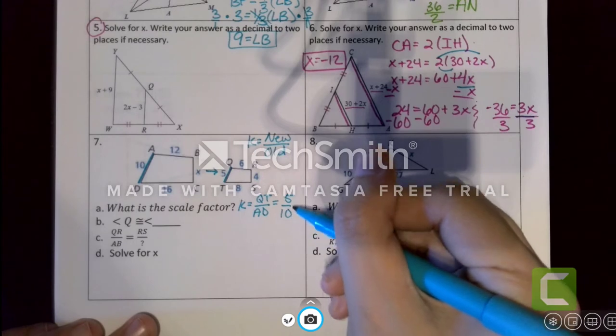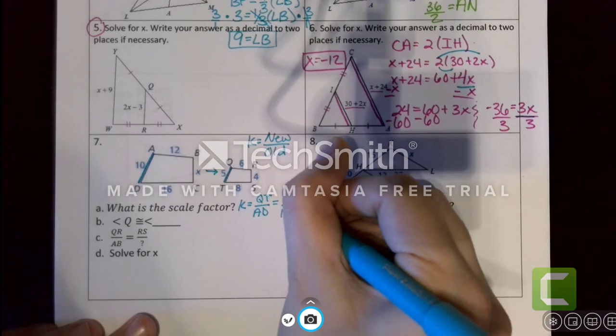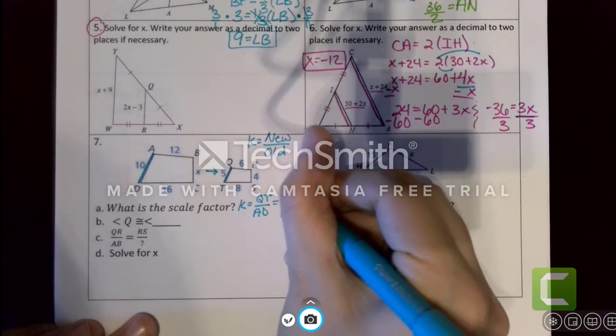And I can simplify this. 5 over 10 can be simplified to a 1/2 as my scale factor answer.